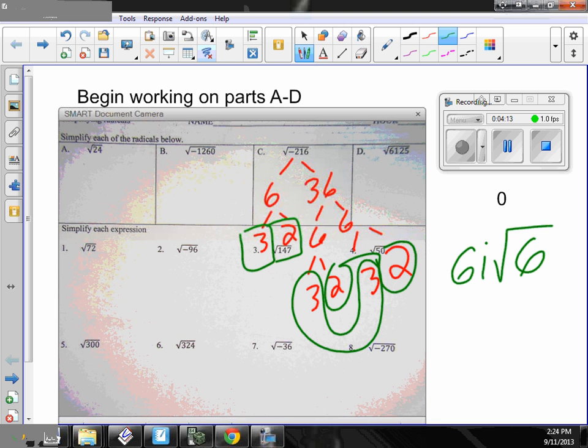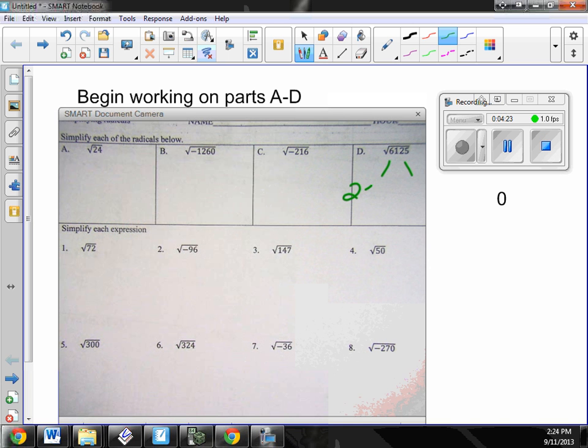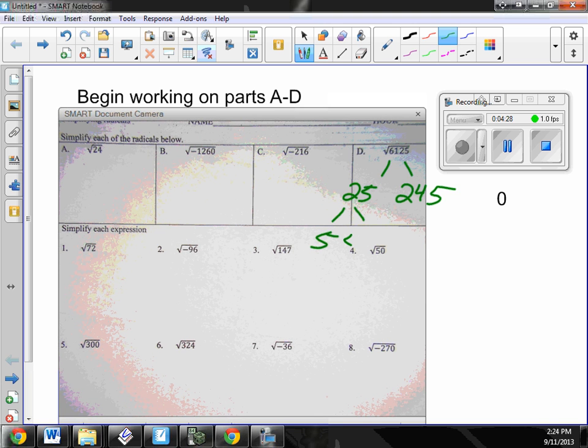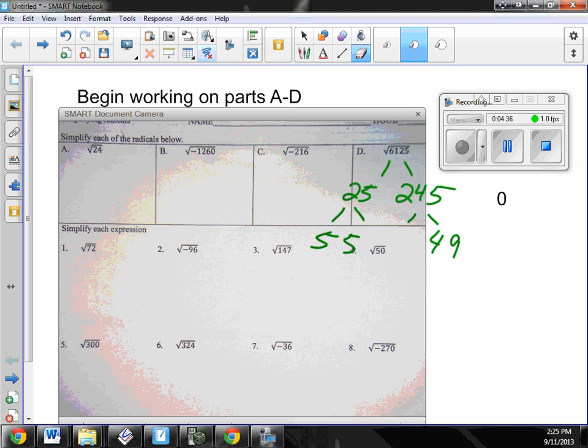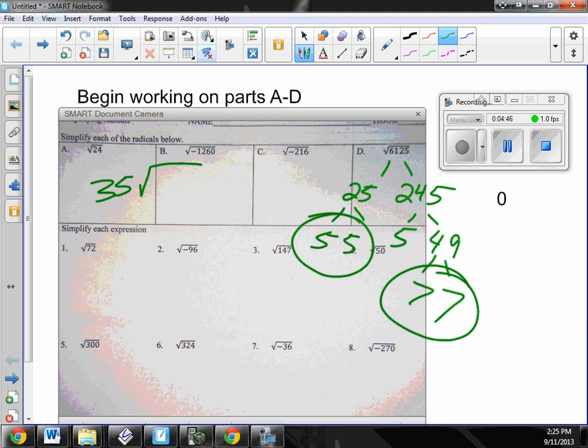Okay? Now, I know by looking at D that 25 goes into that. So I could do 25, and that's 245. 5 and 5. 5 and 49. And then 7 and 7. So I can bring out a pair of 5s and a pair of 7s. So 35 root. The only leftover one is a 5.